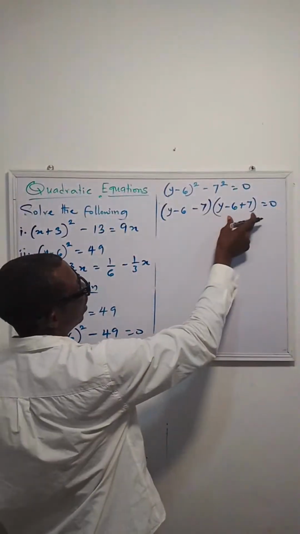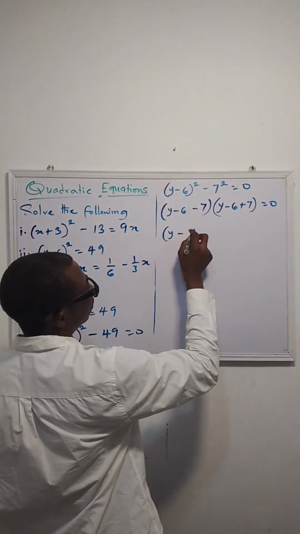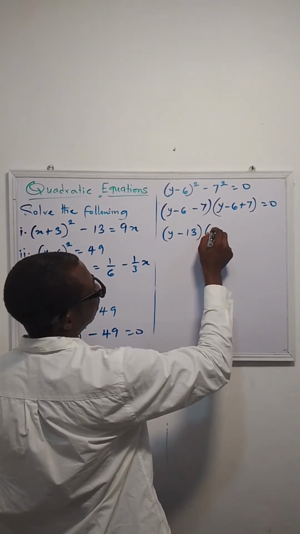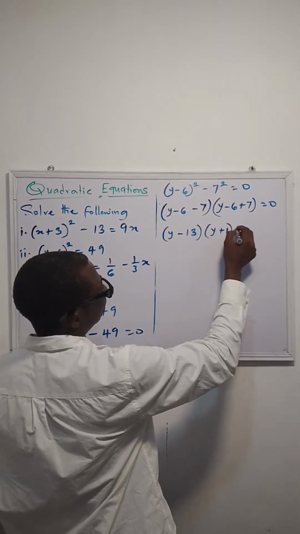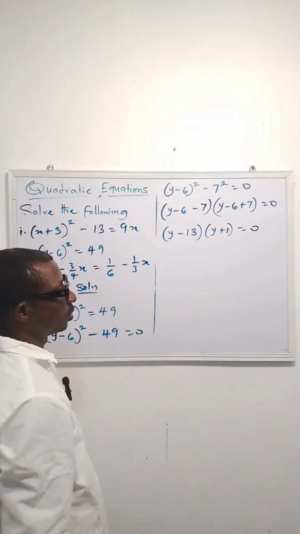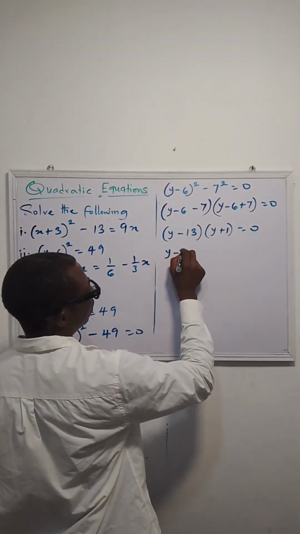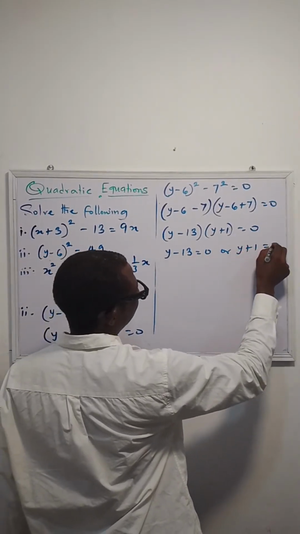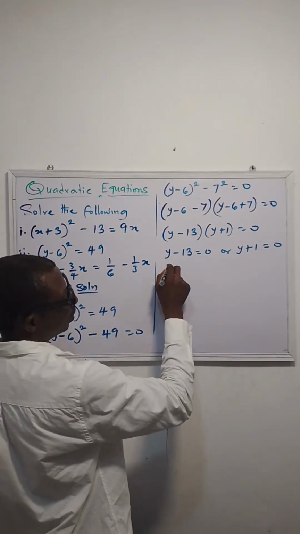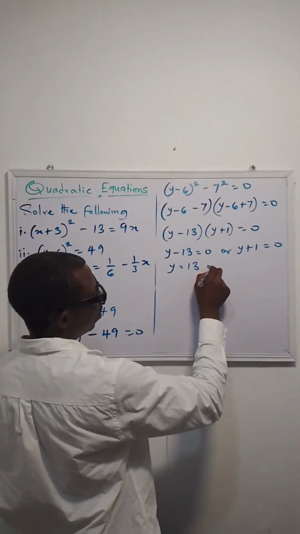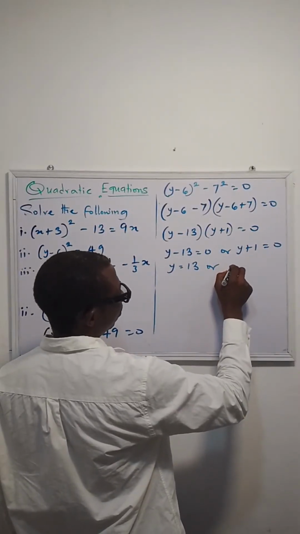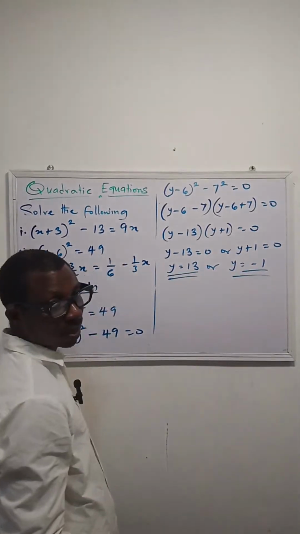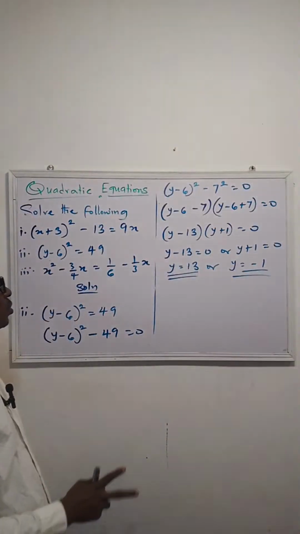So let's tidy up what we have in the bracket. So we have y minus 13 and y plus 1 equals 0. So now it's either y minus 13 equals 0 or y plus 1 equals 0. So you can add 13 to both sides, we have y equals 13, or subtract 1 from both sides, we have y equals negative 1. So these are the roots. So we have two answers, two roots.